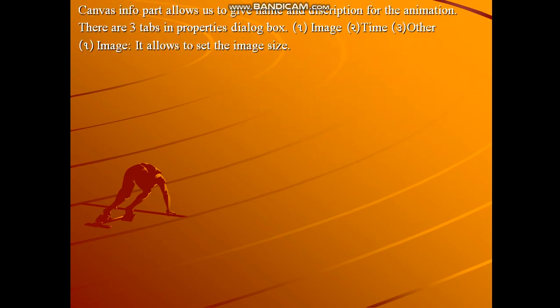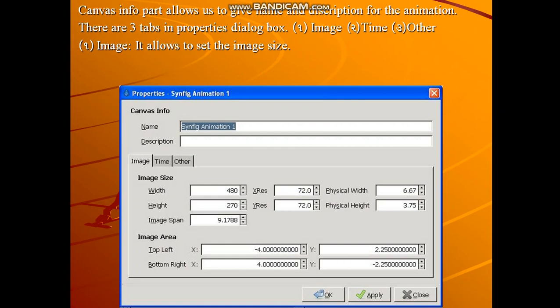The canvas info part allows us to give a name and description for the animation. There are 3 tabs in the properties dialog box: image, time, and other. So 3 tabs are given. Image allows you to set the image size. So here height, width, and other options are given. From here you can set the size of the image.